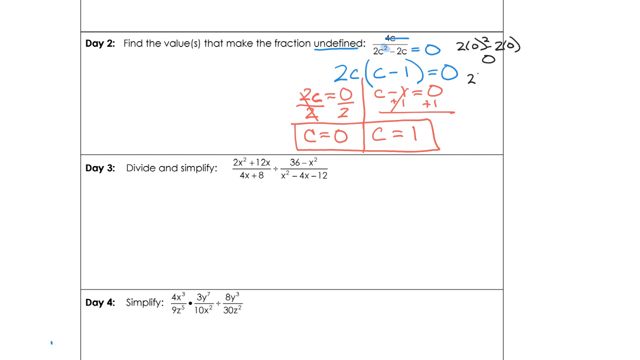Okay? Same thing if I sub in a 1 instead of the 0. 1 squared is 1. You have to do exponents first. So this is 1, and 2 times 1 is 2, and minus 2, and 2 minus 2 is 0. And so subbing in the value of 1 makes my fraction's denominator turn to 0, aka the fraction is undefined.